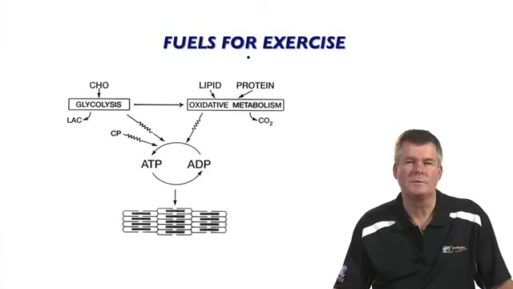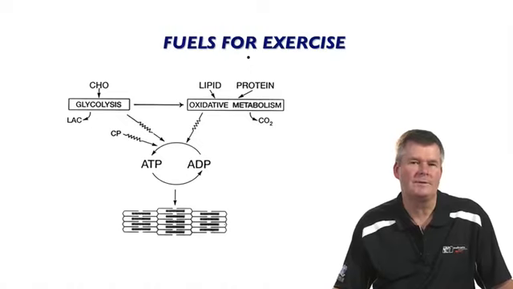Our second module will focus on fuels for exercise. As we saw in the lectures on muscle, ATP is essential for muscle contraction, and ATP is required for a number of the important cellular processes that maintain membrane excitability, calcium homeostasis, and the ability to generate force during muscle contraction. The energy systems that are present in skeletal muscle are designed to generate ATP.